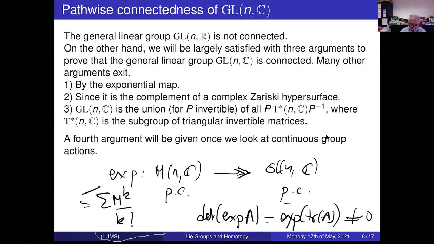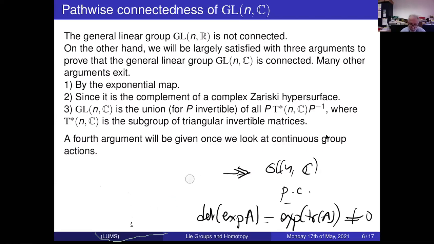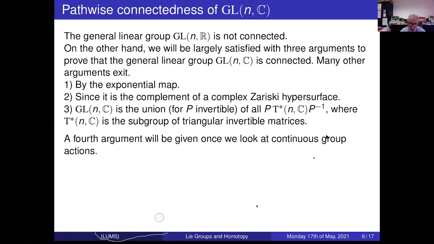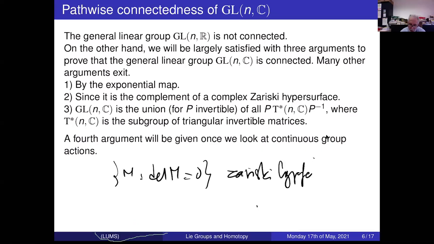Another one, I will erase. Another argument is the following. Here again, we have the set of matrices of determinant 0. This is a Zariski hypersurface, closed hypersurface. And in that case, the complement is always connected. Let us show it, it's easy.